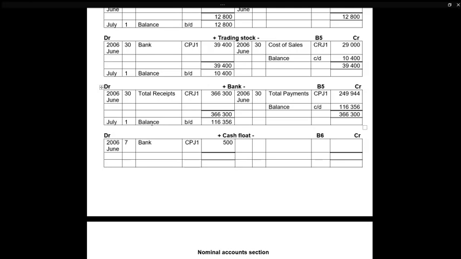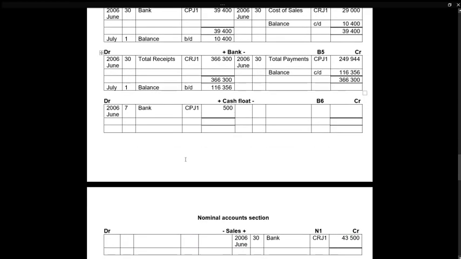Right. Cash float. My debit side's larger than my credit side with 500. That was the calculation. Carry down, details will be balance. Okay, it took place last of the month, June 2006.